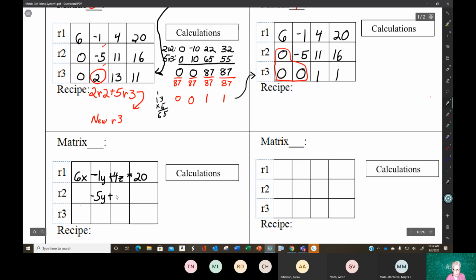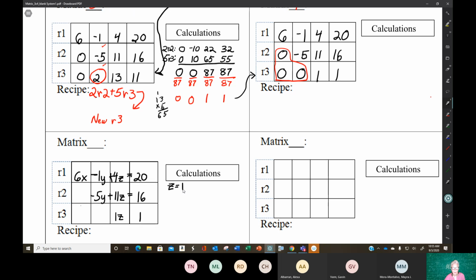plus 11z equals 16. Really? Yeah, because it went back to normal. Okay, right, sorry. And now we have this new one, which is 1z equals 1. And duh, check this out. Now we know that z is 1.